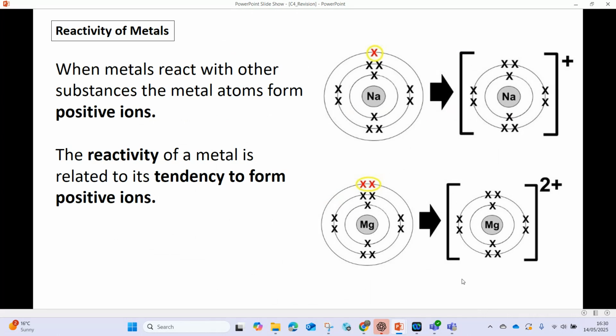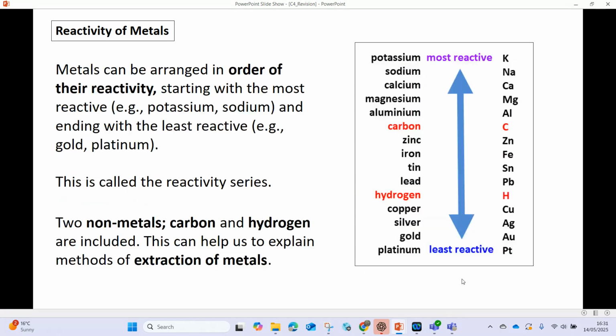Magnesium has 2 electrons on its outer shell because it's in group 2, so that will lose 2 electrons. Therefore, the full outer shell is in the ion, which means it's got a 2+ charge. So all metals form positive ions, and their ease of doing this determines how reactive they are. And when we look at the metals, we can arrange them in their order of reactivity.